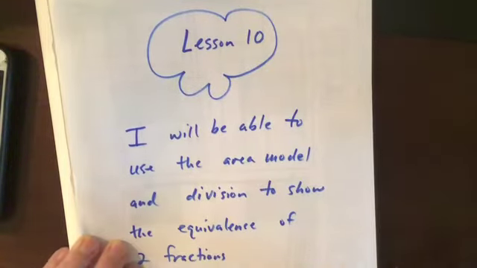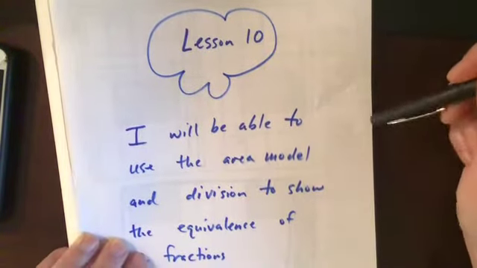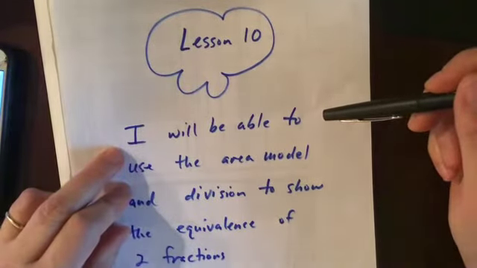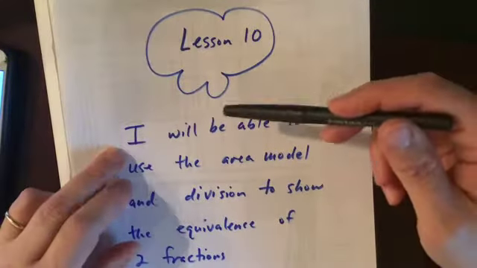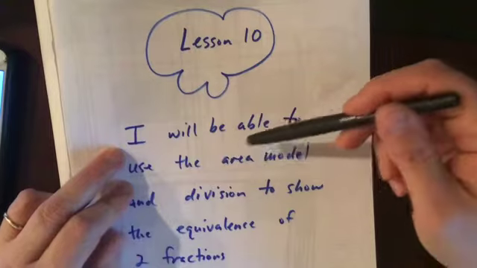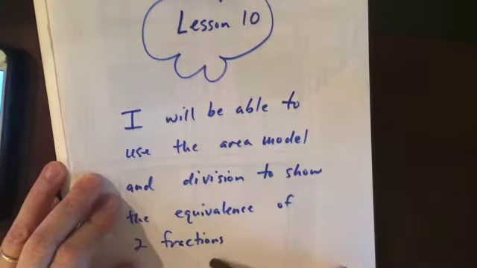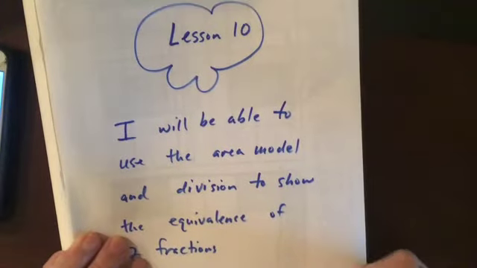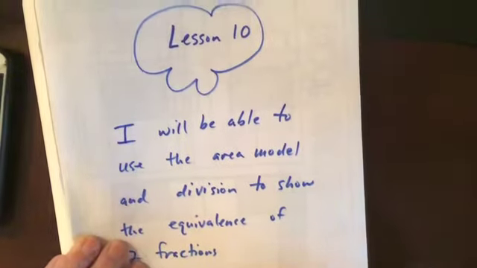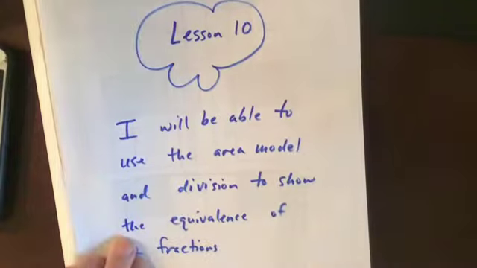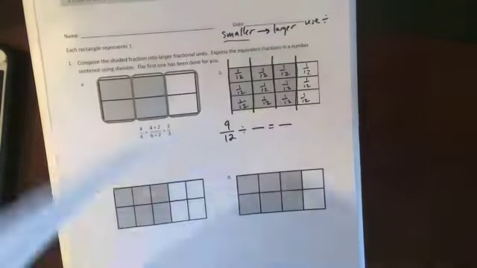Okay, this is Math Module 5, Lesson 10, and this is our learning objective today. I will be able to use the area model and division to show the equivalence of two fractions, which is basically the same learning objective as we had yesterday, and some of the problems are pretty much the same as well. So let's go ahead and get started.